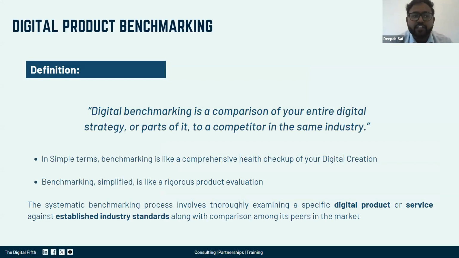When we speak about digital product benchmarking, what is it? What do we do in these benchmarking activities? This is a complete comparison of our digital strategy, in bits and pieces or on the whole, against the competitors we are mapping in the same industry.